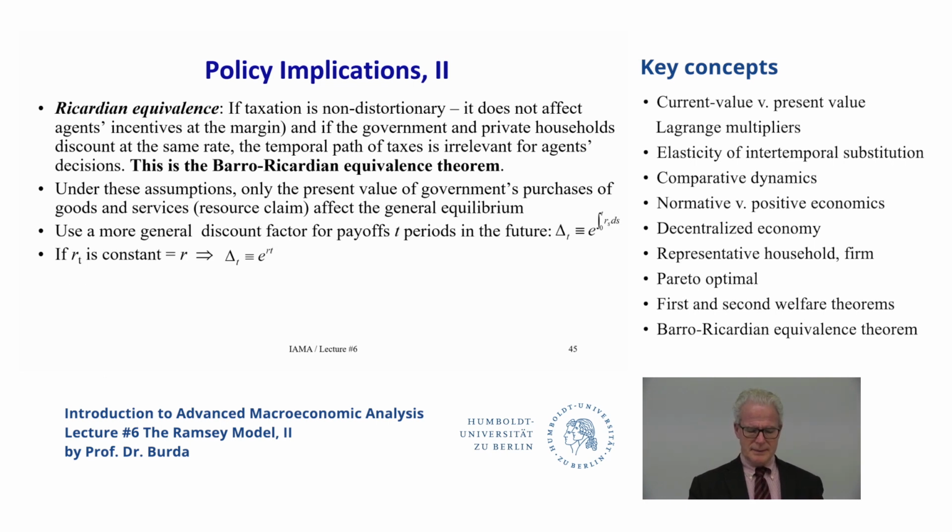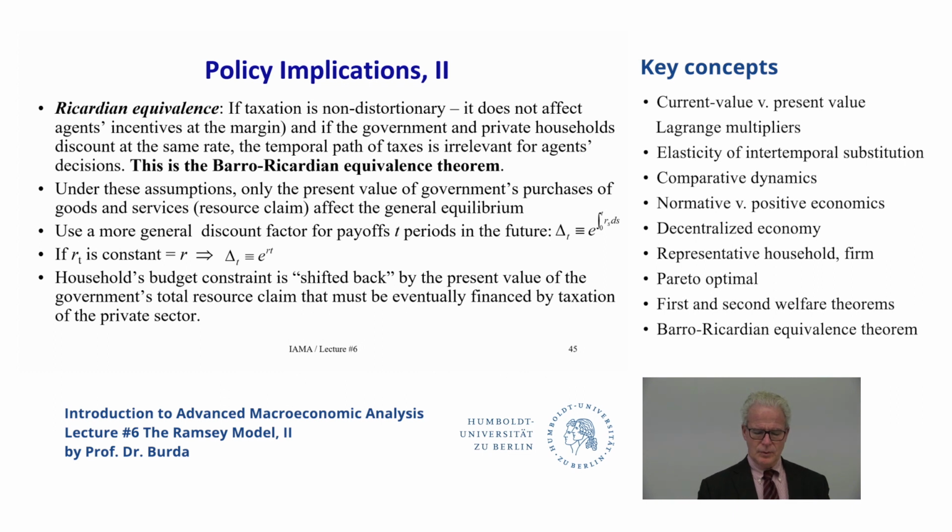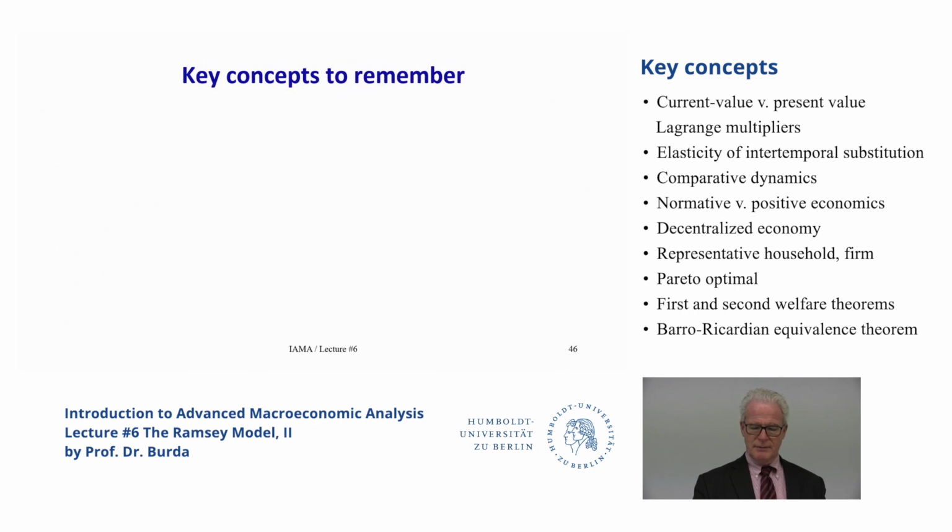So if you think about it, the household's budget constraint would be shifted by the government's claim on resources from the spending side, but eventually all this has to be financed by taxation. So a tax cut per se that's financed by an increase in taxes in the future should not have any effects. Okay, so I'm done.